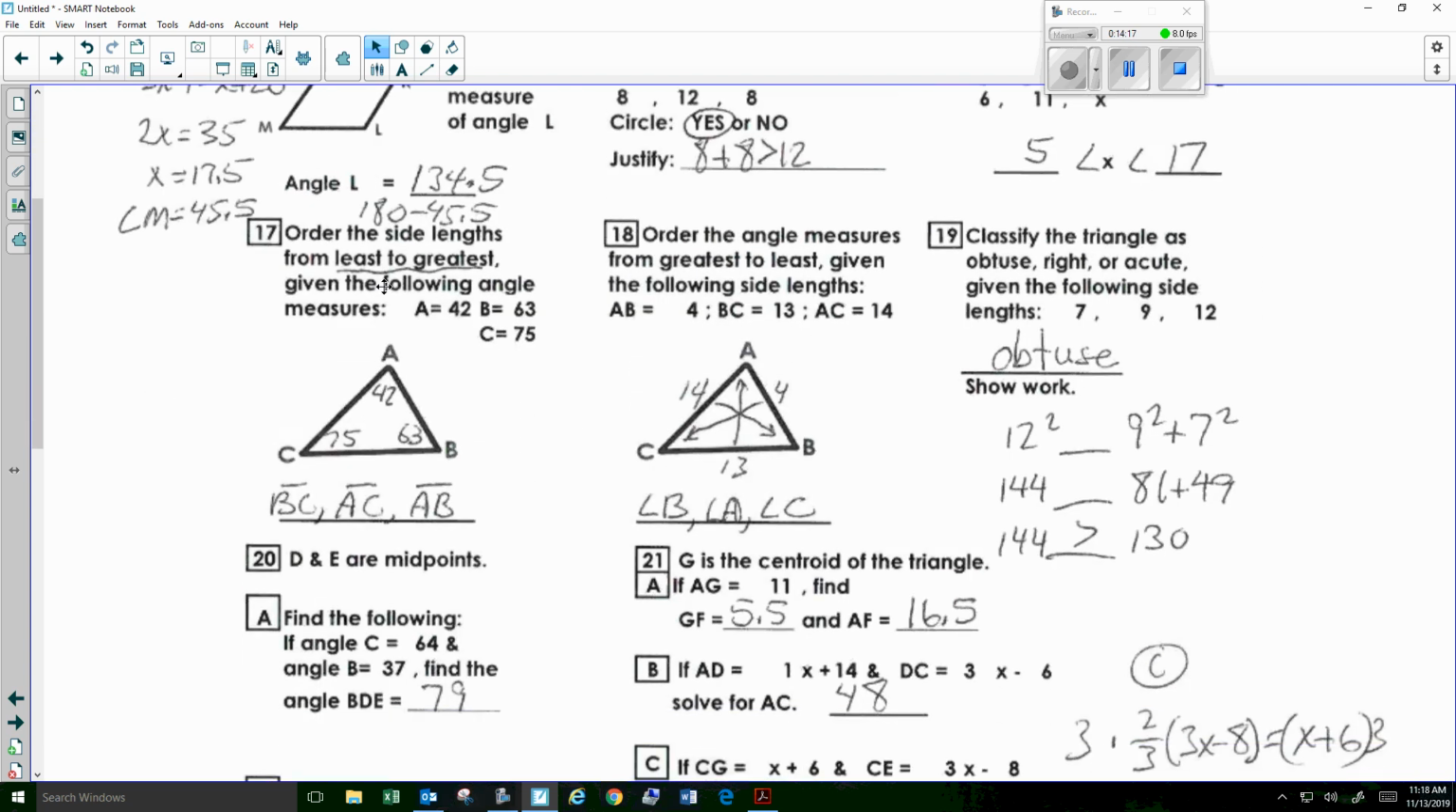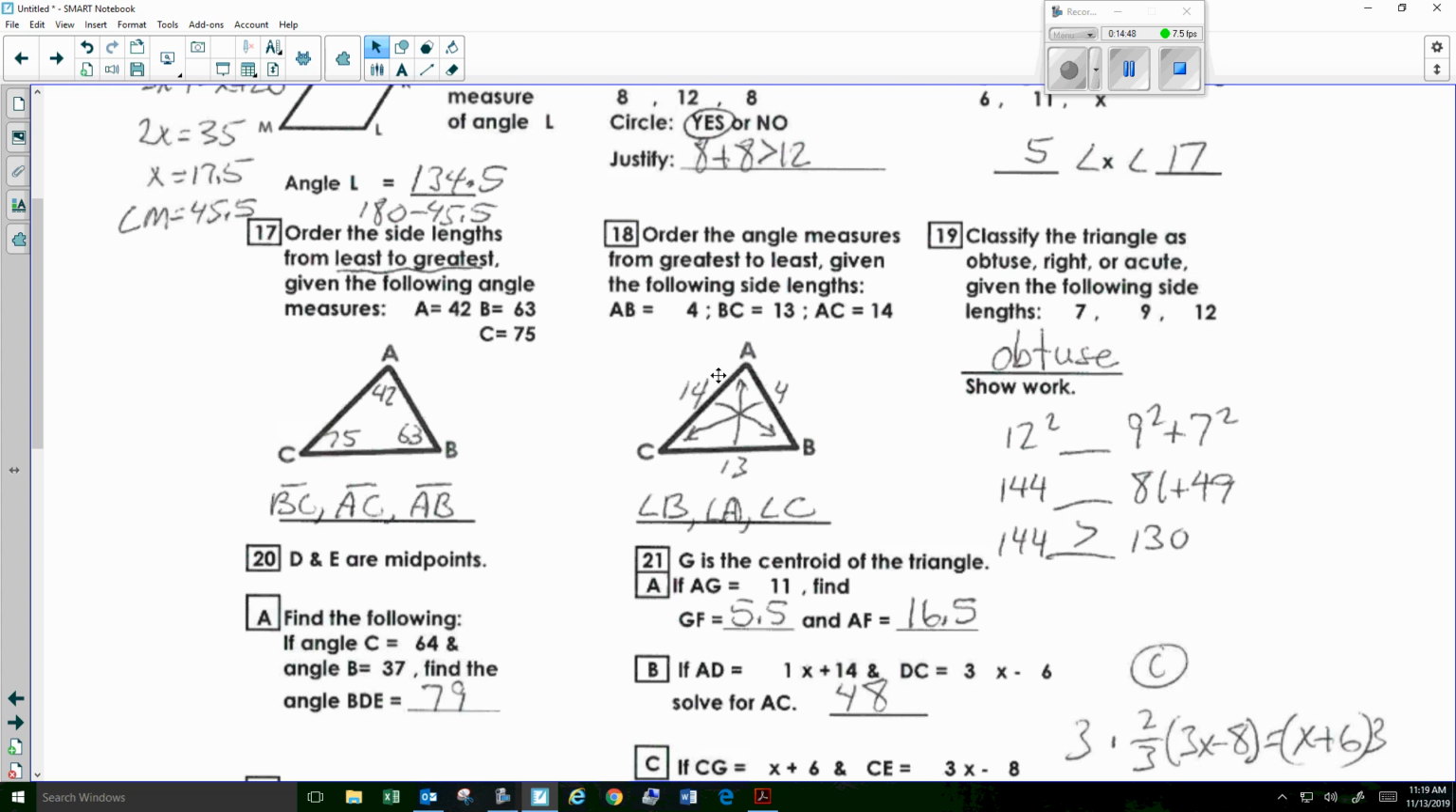Number 17, order the side lengths from least to greatest, given the angle measures. So I plug in the angle measures here. I know this angle corresponds with this side, so this is the smallest angle and this is the smallest side. BC or CB, it doesn't matter. Remember, these are segments, so you must have segment bars above them. The next smallest angle is 63, so that corresponds with side AC or CA. It doesn't matter which one you call it, as long as you have the segment bar above it. And lastly, that's the largest, so it means AB or BA. Segment BA is the longest side.